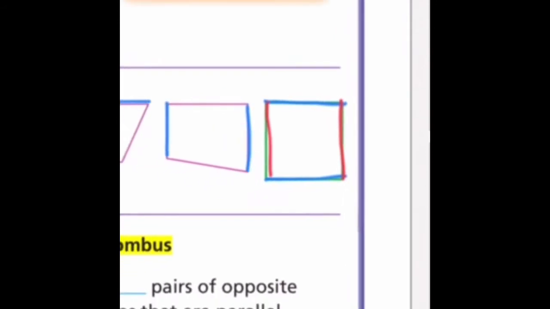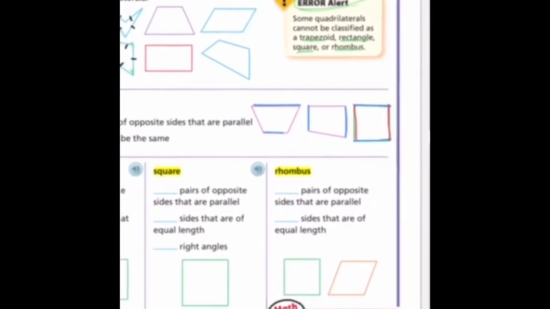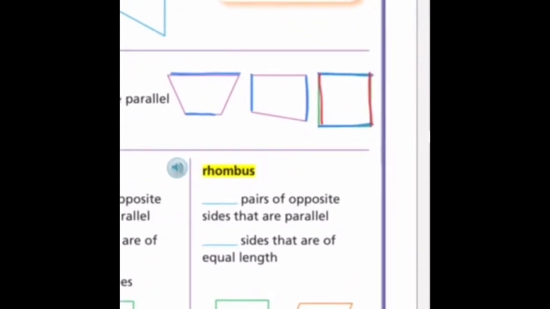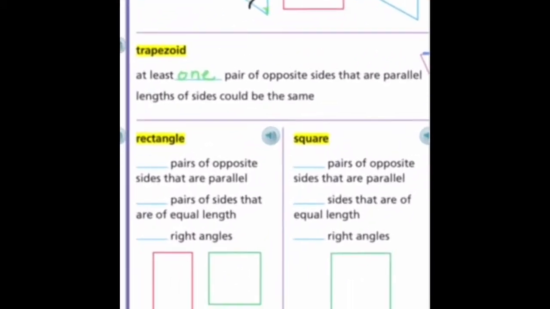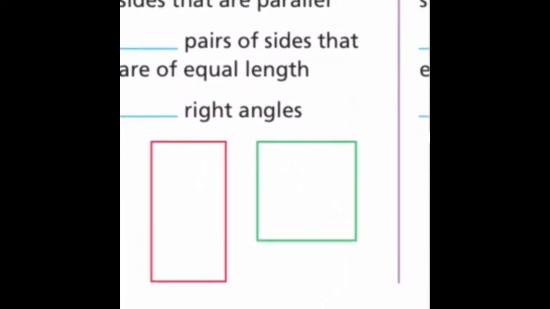That's a square otherwise, right? But a square is a special trapezoid. Okay, so a trapezoid, again, at least one pair of parallel sides. It can have two pair. It can have that. Let's look at rectangles. These two guys right here, the red one and the green one, are examples of rectangles. Again, this is also known as a square. It's a special rectangle.